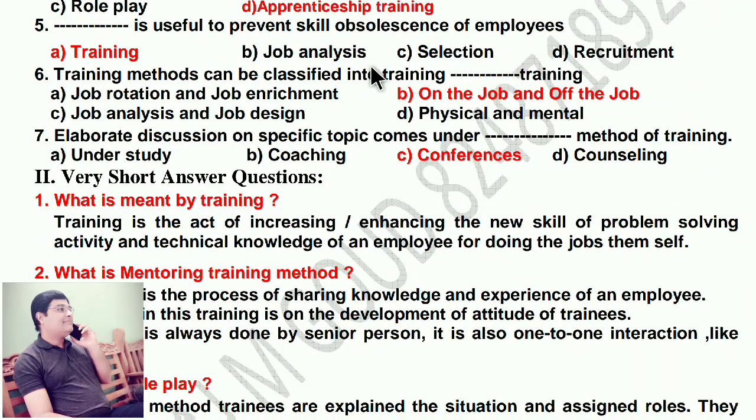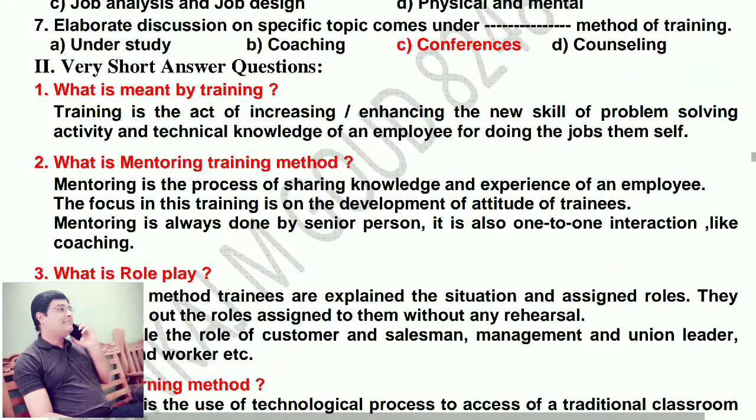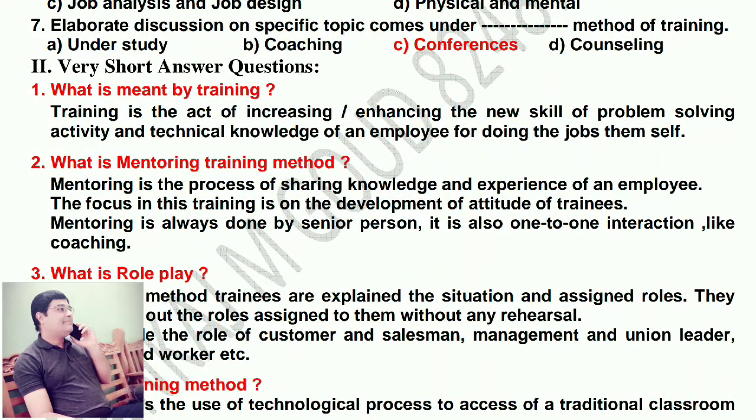Fifth one. Dash is useful to prevent skill obsolescence of employees. Training. Training methods can be classified into on the job and off the job training. Elaborate discussion on specific topics comes under dash method of training, conference method of training.